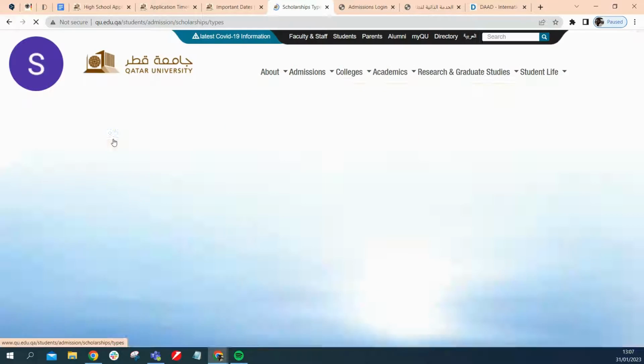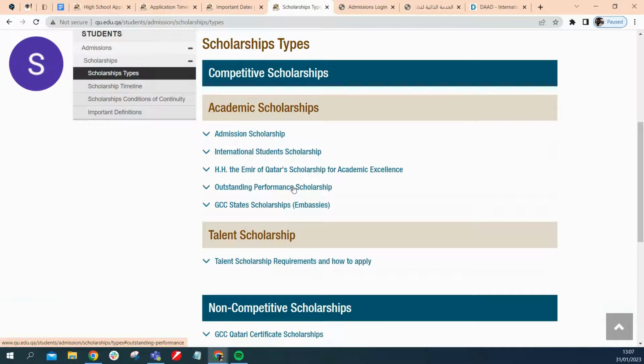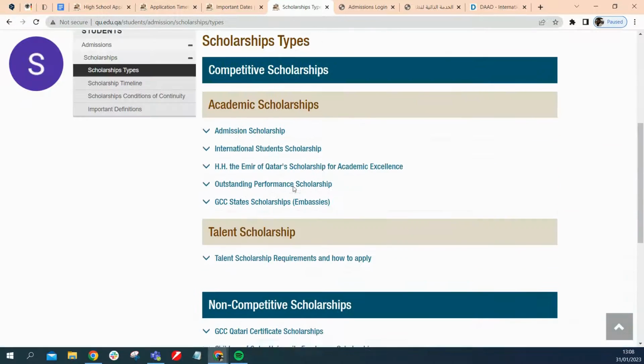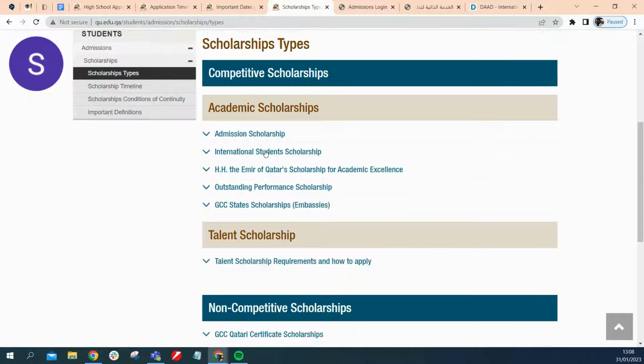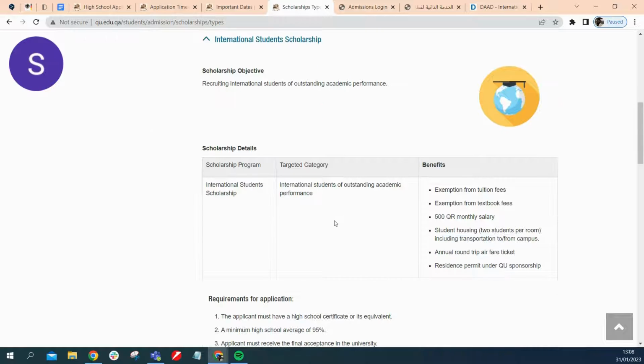So let's look at the types of scholarship that they have. Here it says cumulative scholarship. I mean, talent scholarship. Basically, they have different types, but as an international student, we are only concentrating on international student scholarships. So this is what you should be selecting when you are making your application in the portal, that you are an international student. So as an international student, I think automatically this will be highlighted for you. So this is the only scholarship that you can apply for.